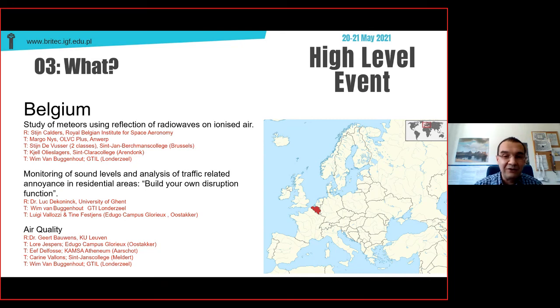So from Belgium, we have three pilots. You have heard part of them in the presentation of Wim, but this is the set of three. A study of meteors using reflections of radio waves on ionized air. This was a project proposed by the researcher Stein Calders from the Royal Belgian Institute for Space Aeronomy, and four different teachers have been involved with that. It's Michael Nies from OLVC Plus Antwerp.